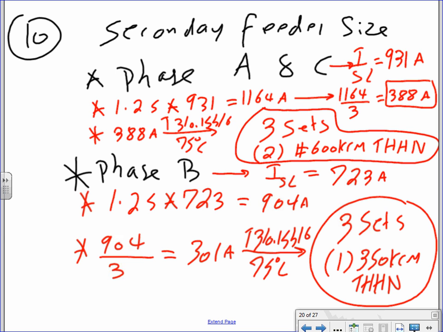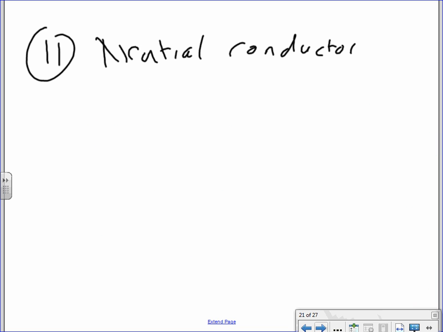Remember, there is a neutral. Now, for the neutral, guys, you could have gotten away with 3 sets of 500, but obviously this is not going to be seen by the neutral. Here's the calculation for a neutral. For the neutral conductor, the neutral current, the worst scenario, is basically 208 amps. And actually, this came from single phase.